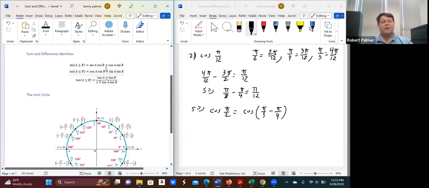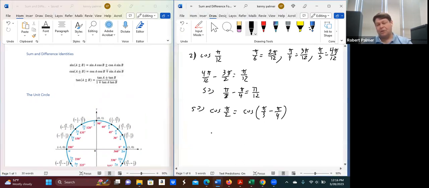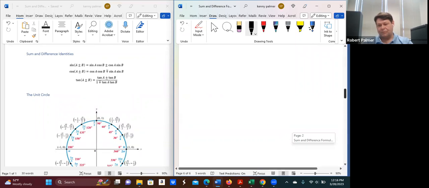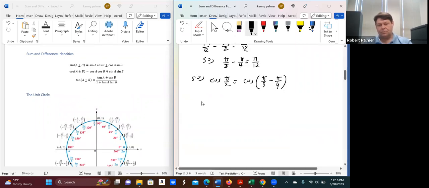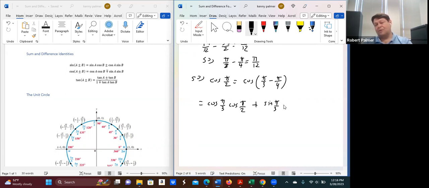So the first part of it is the cosine of each angle multiplied together. So it's going to be the cosine of pi over 3 times the cosine of pi over 4. That's the first part. Then, since we did the minus in the bottom sign, use the bottom sign here, it's going to be the plus, and then it's going to be the sine of each angle. So the sine of pi over 3 times the sine of pi over 4.